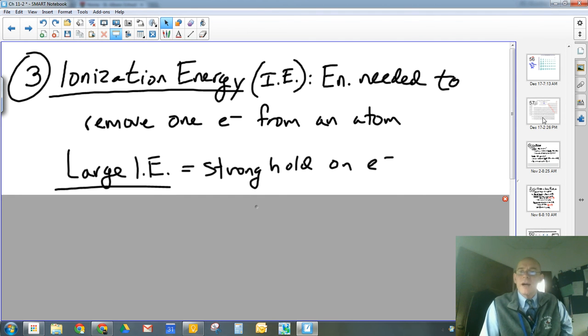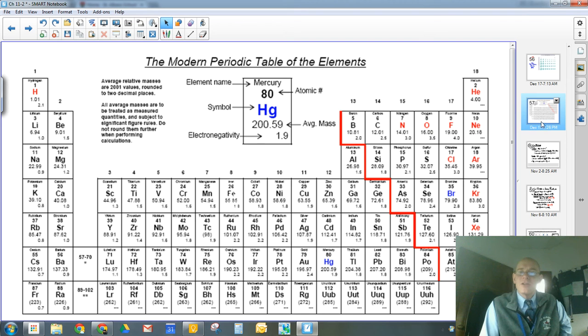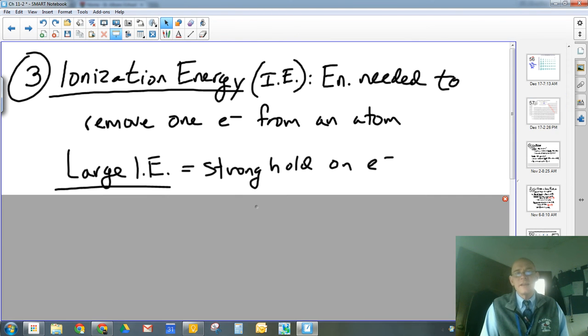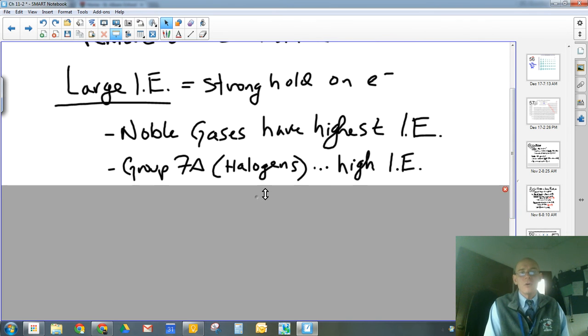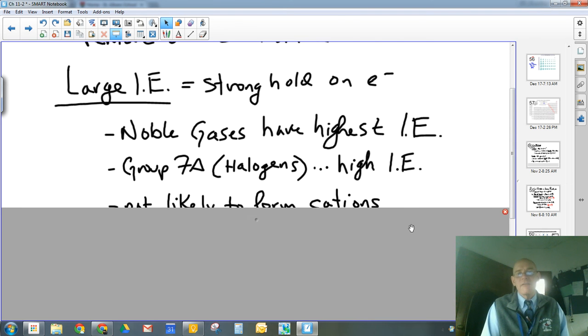But just behind them, also with really high ionization energies, are the elements that tend to form anions. In other words, they don't give up electrons, they take in electrons. So the halogens, fluorine, chlorine, etc., are one electron away from that satisfied octet in the valence electrons, forming an F minus, a Cl minus. So they don't tend to give up electrons. In fact, they do just the opposite. They tend to take in electrons. So they have very large ionization energies too. Noble gases and the group 7A have high ionization energies.